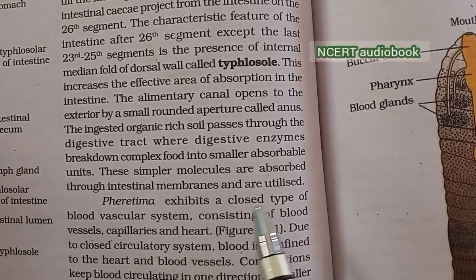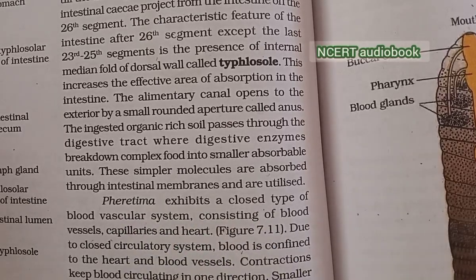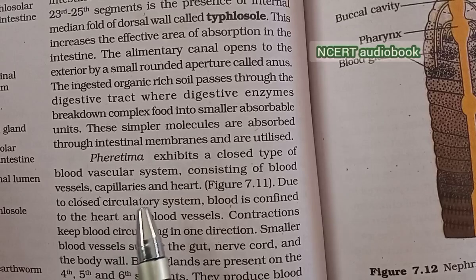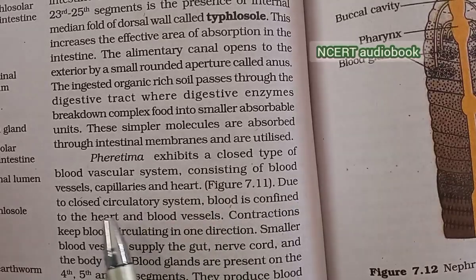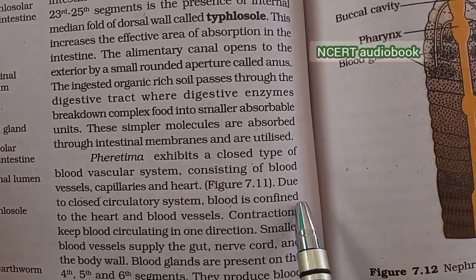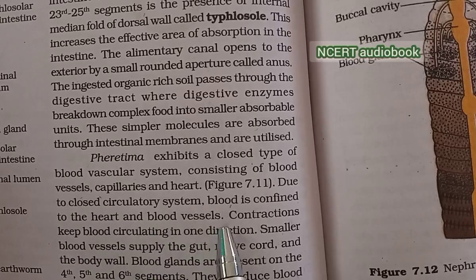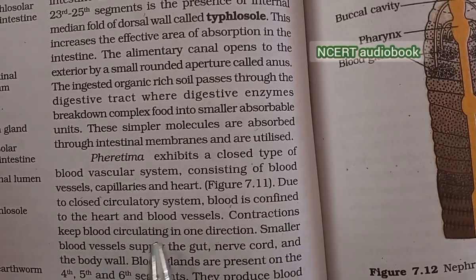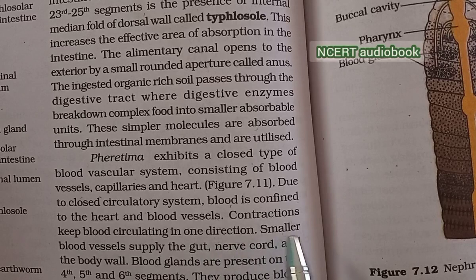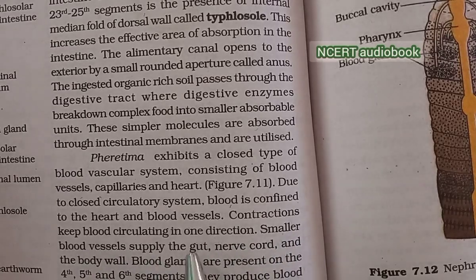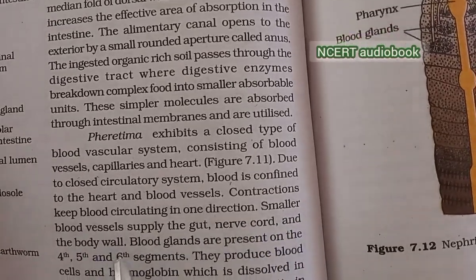Earthworms exhibit a closed type of blood vascular system, consisting of blood vessels, capillaries, and heart. Due to the closed circulatory system, blood is confined to the heart and blood vessels. Contraction keeps blood circulating in one direction. Smaller blood vessels supply the gut, nerve cord, and the body wall.